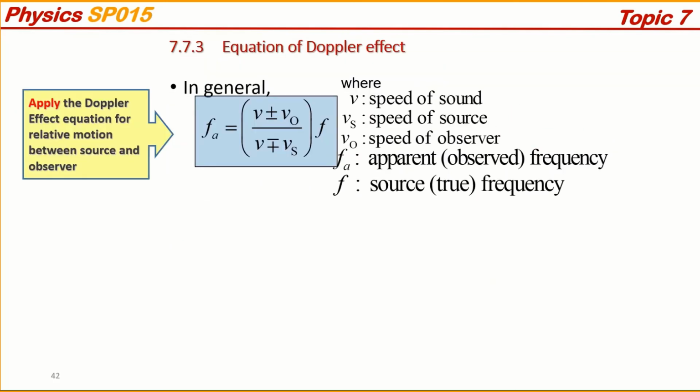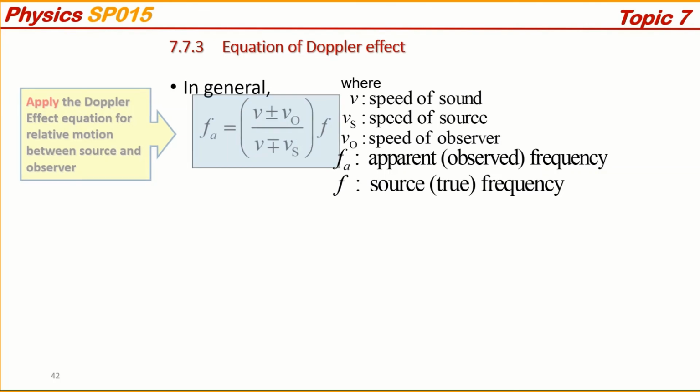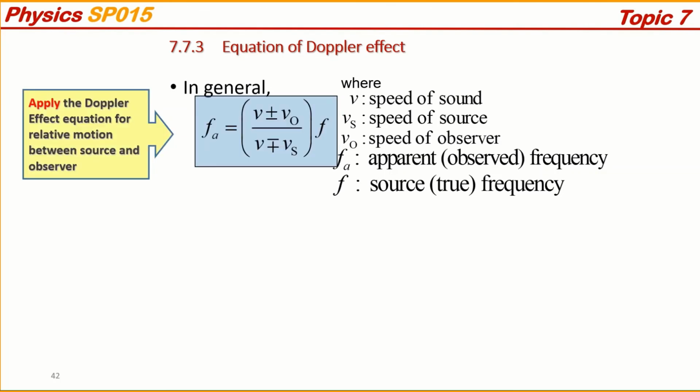Equation of Doppler effect in general: fa equals V plus or minus V0 over V minus or plus Vs, times f, where V is speed of sound, Vs is speed of source, V0 speed of observer, fa is apparent or observed frequency, f is source or true frequency. Include in learning outcome.